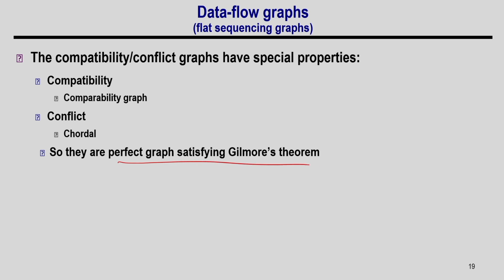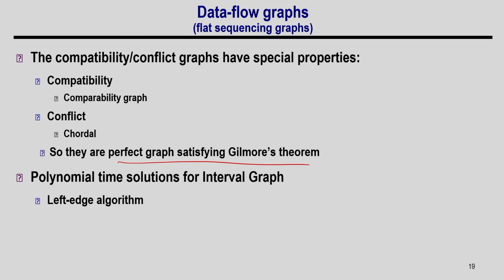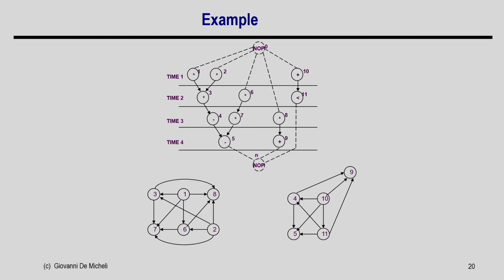So, that is where this particular property holds. So, if we try to solve this allocation and binding problem for a specific block or a basic block, I can solve it efficiently. So, let us see how. I can actually apply the left edge algorithm, which is a polynomial time algorithm, to solve this problem. Okay. So, let us take an example.